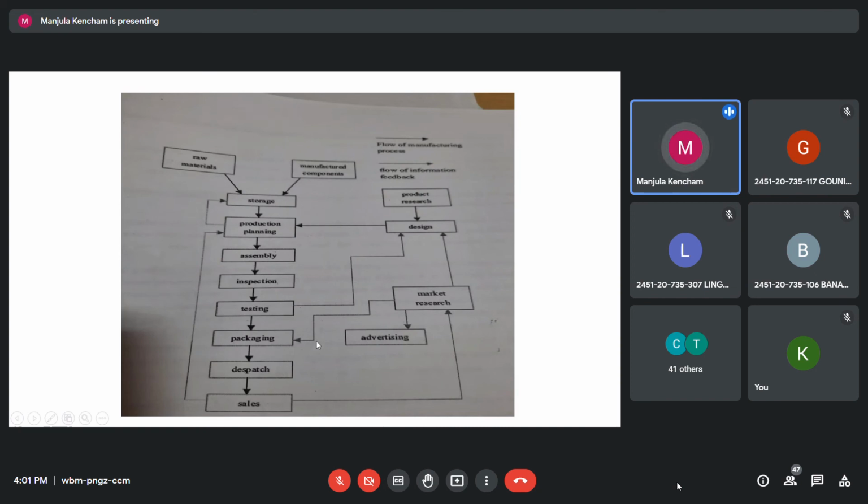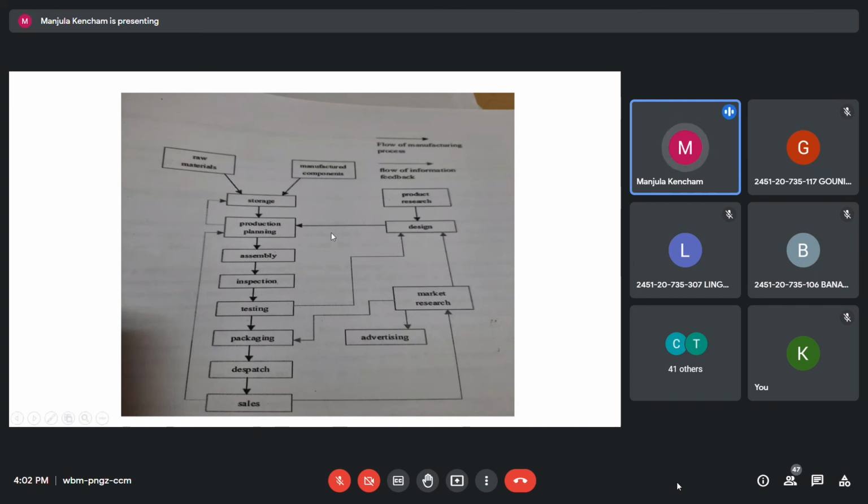Once it goes through the design phase once again, if it is not approved, it goes back to the first phase. If it is okay, then it goes to packaging, then dispatch and sales. But while doing all these things, product research takes place, where some group of people work on the product research. They make a design.